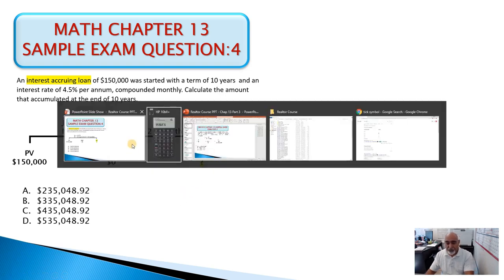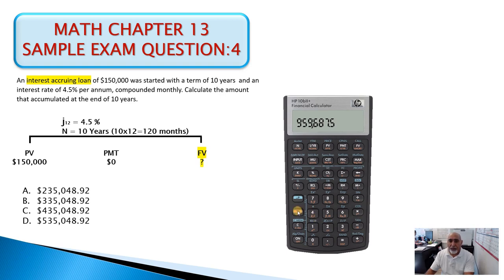Let's bring in the calculator and clear everything on the calculator. Put in the interest rate first, 12 for the compounding periods, and 4.5 for the interest rate. Done. N is 120. We're talking months, so 120 months. 10 years is 120 months. PV is 150,000. 0 for payment, and my FV comes out to be 235,000. So that's my answer right there.